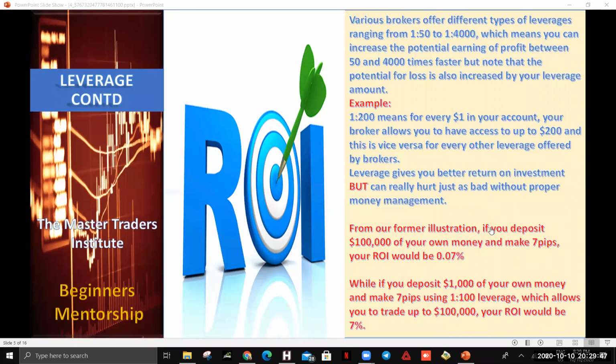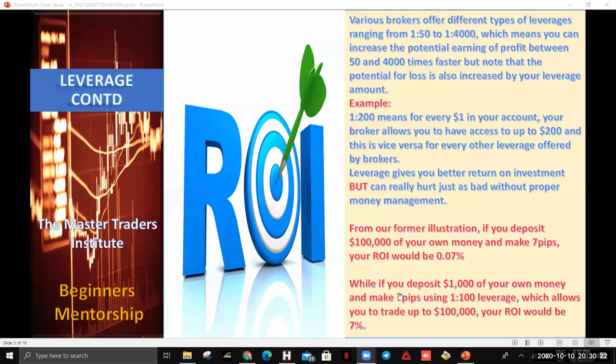From our former illustration, if you deposit $100,000 of your own money and make 7 pips, your return on investment, ROI means return on investment, would be 0.07%. While if you deposit $1,000 of your own money and make 7 pips, using 1:100 leverage, which allows you to trade up to $100,000, your return on investment is now what? 7%. So without leverage, you make small money in the forex market if you're trading on your MT4. But with leverage, it gives you access to make more money.